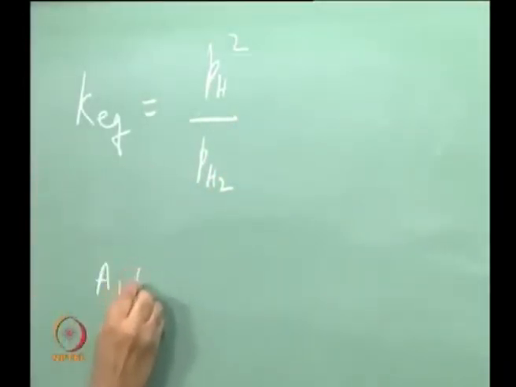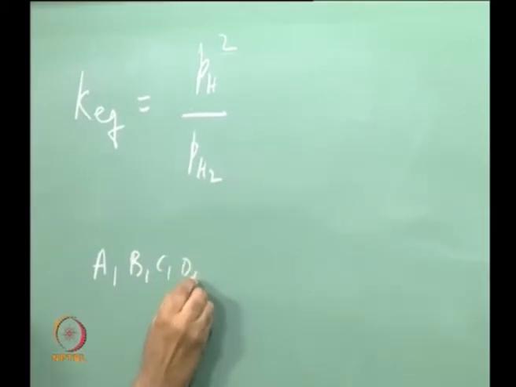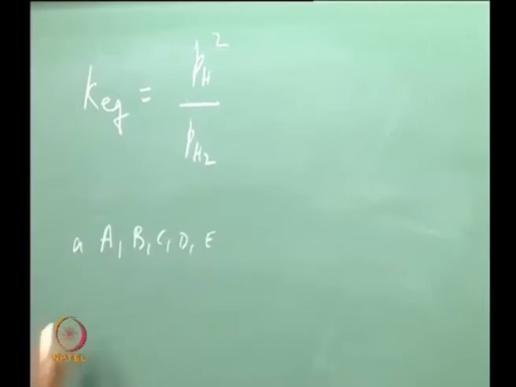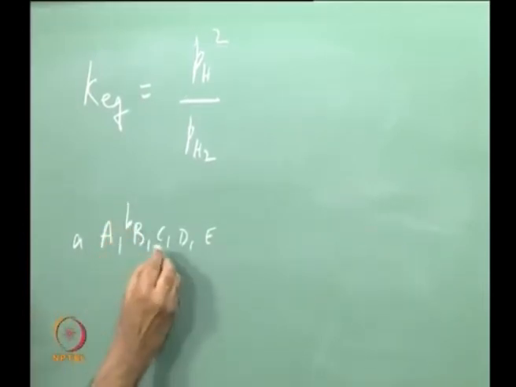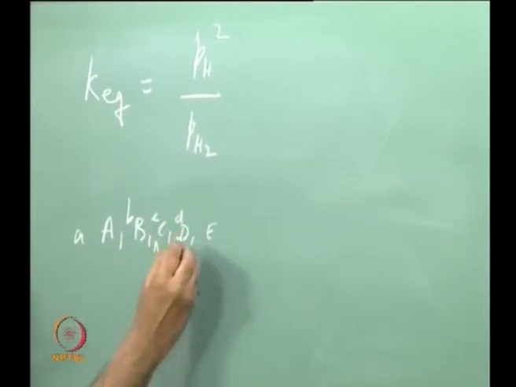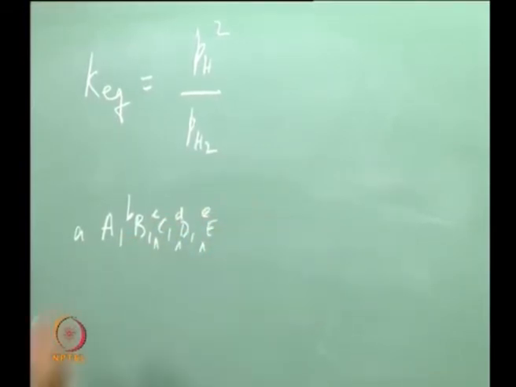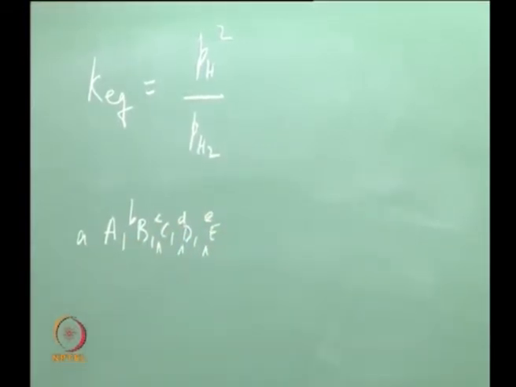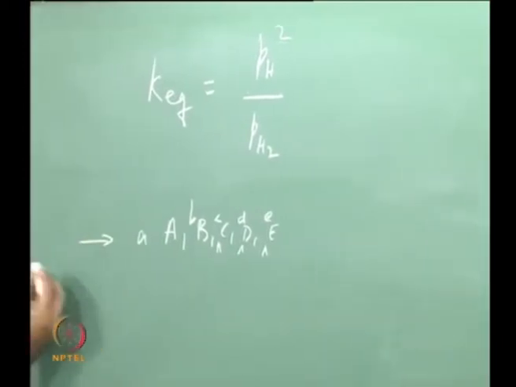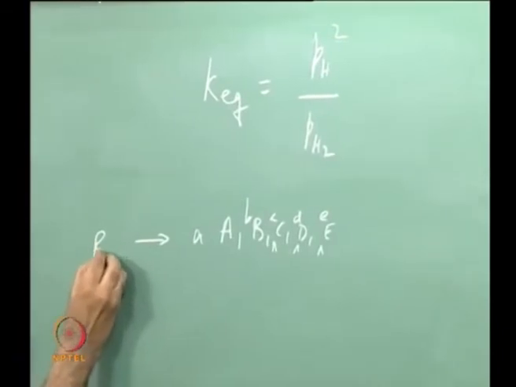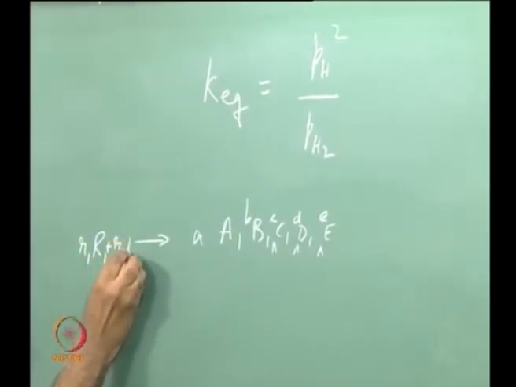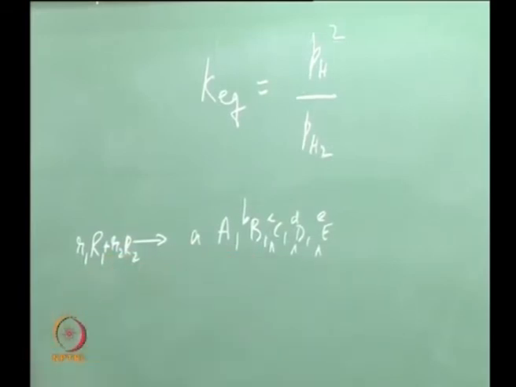Or rather, if I have a set of gases maybe A, B, C, D, E which are reacting, and supposing I have small a molecules of A, small b molecules of B, small c molecules of C, small d molecules of D, small e molecules of E and all that, and these come from reactants. Let us say I have a reaction in which some reactant R1 is reacting with R2 to give me all this.